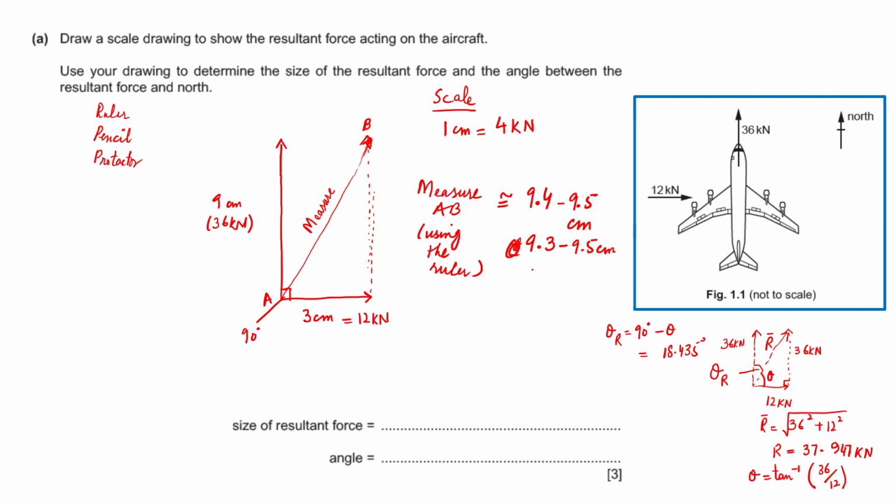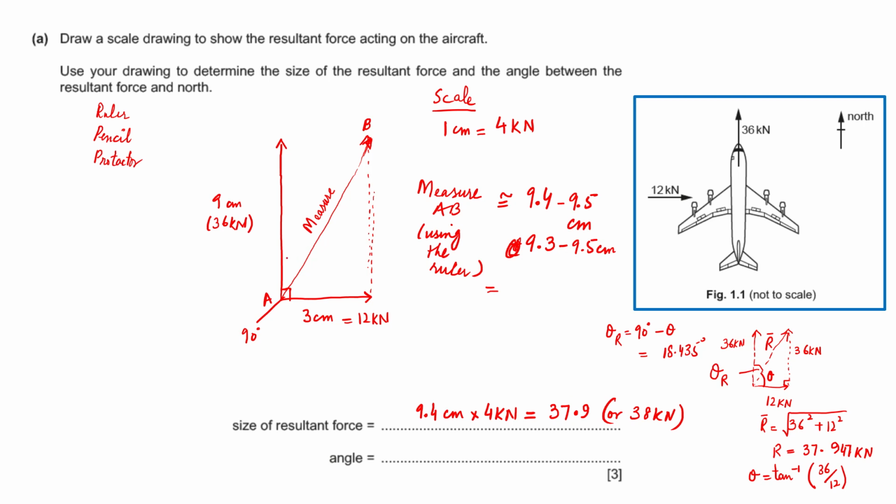And once you have this value, just multiply it. Say you get 9.4 centimeters for the resultant force, multiply it by 4 kilonewton, and this will be your resultant answer. So the resultant answer will be around 37.9 or 38 kilonewtons, something like this.